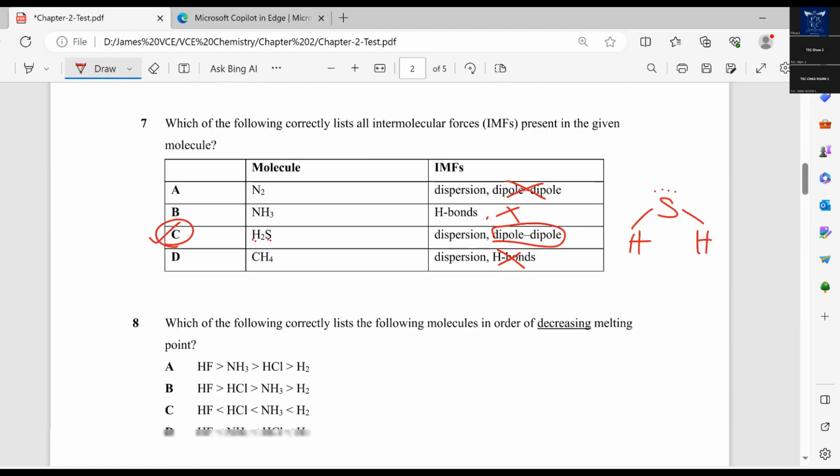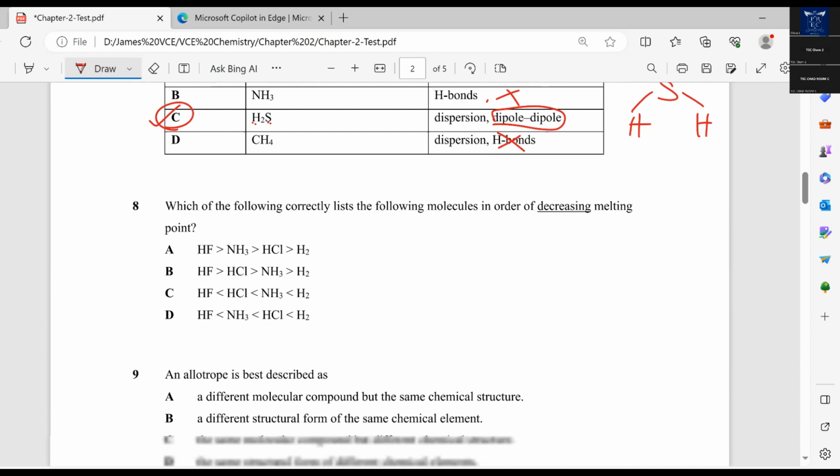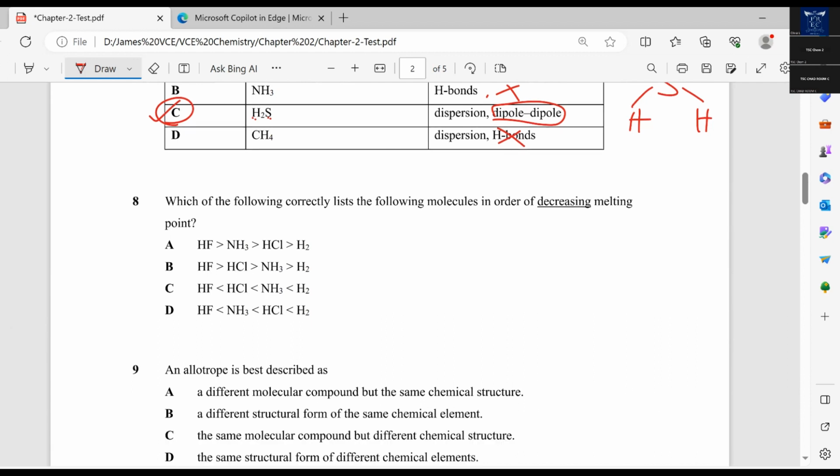Question 8: which of the following correctly lists the following molecules in order of decreasing melting point? I think some of you actually interpreted it wrongly. So decreasing melting point, obviously H2 should be the lowest, so it should be the smallest.